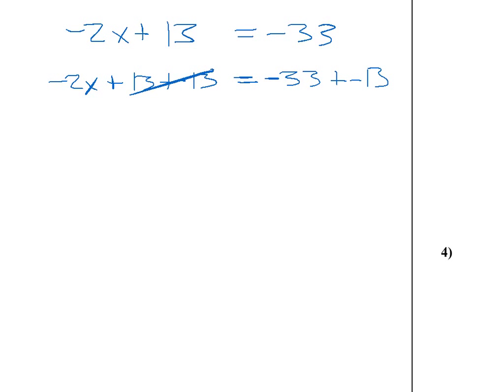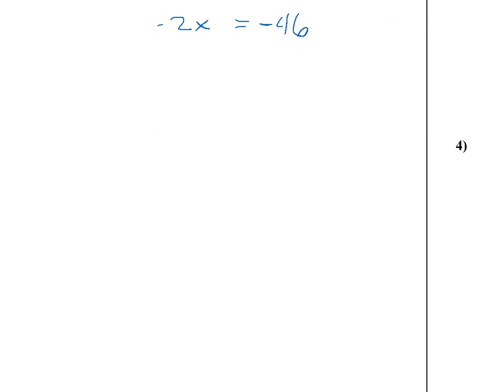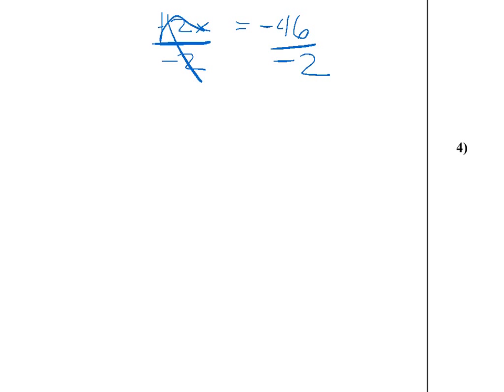13 plus negative 13 adds up to 0, leaving me with negative 2x on this side of the equation. On the other side of the equation, I have negative 33 plus negative 13. That gives me, like signs add, take the sign of the larger number, negative 46. Now, it's like I've simplified this even further. Now I've got a simple 1-step equation. Mia, how am I going to solve this? Divided by negative 2. On both sides. Thank you for the clarity on that.